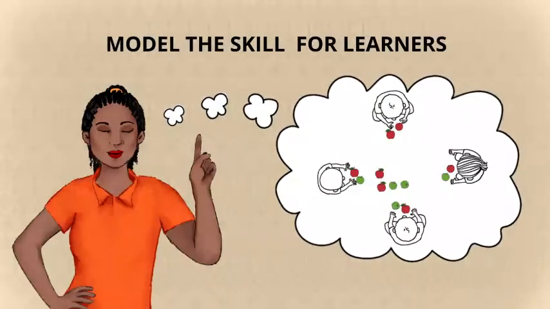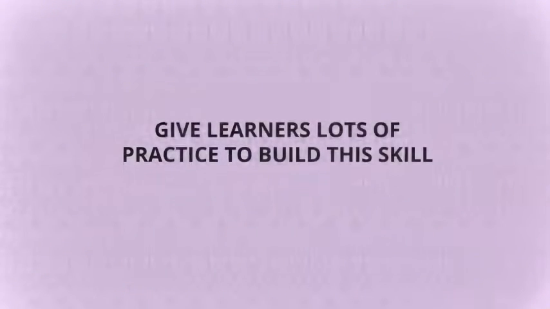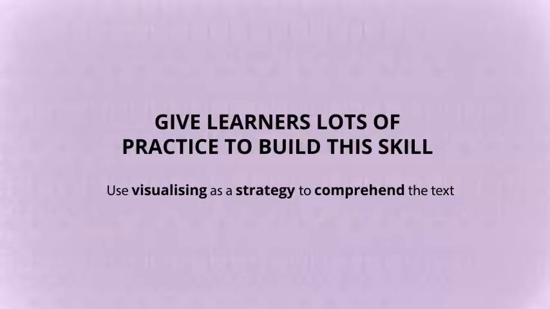He gives 1 apple to Bongi, 1 apple to Neo, 1 apple to Helen, and 1 to himself. Now each of the friends has 3 apples. Selo shared the 12 apples between 4 of them. They each have 3 apples. Learners need lots of practice to remember to use visualizing as a strategy for comprehending text.